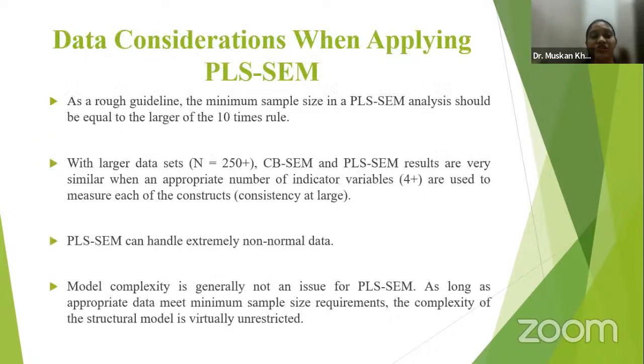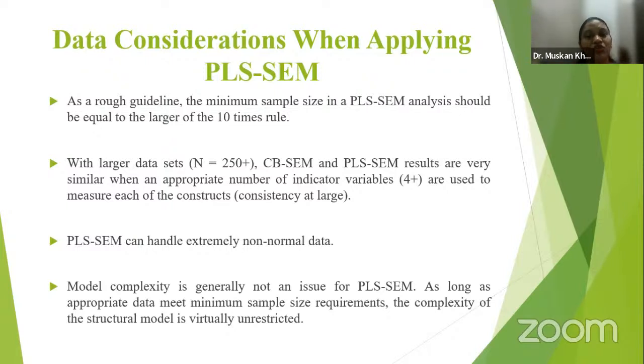Okay, now data consideration. I have told you that we can use small sample size when we are using PLS-SEM, but still there is a rough guideline, a threshold guideline. As a rough idea, the minimum sample size should be equal to or larger than the 10 times rule. Suppose I'm having 5 variables, if I multiply it by 10, at least 50 respondents I must have in my data set. Then only we can run the PLS-SEM.